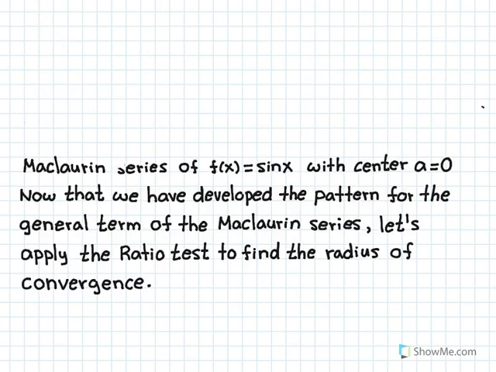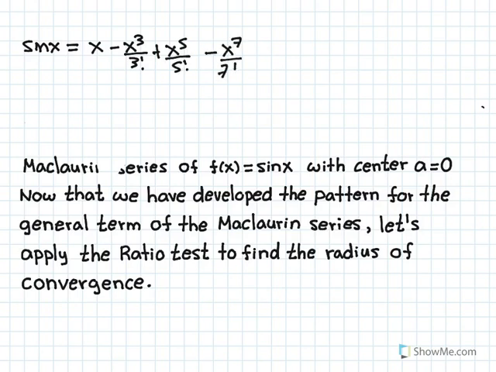All right, so we have sine x is equal to x minus x cubed divided by 3 factorial plus x to the 5 divided by 5 factorial minus x to the 7 divided by 7 factorial, and so on. Now, we need to generate odd powers of x. So let's let n be equal to 2k plus 1.